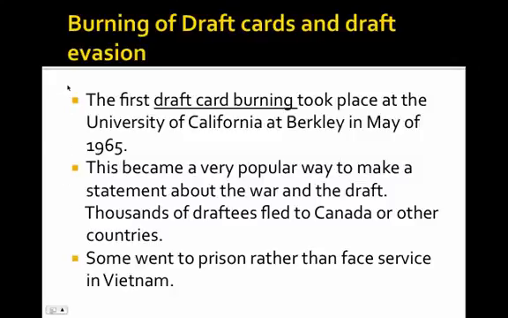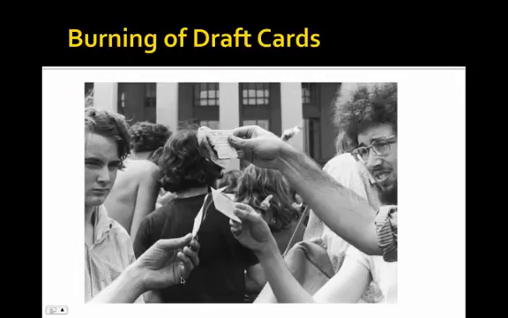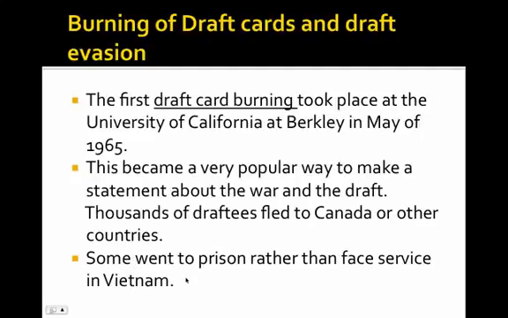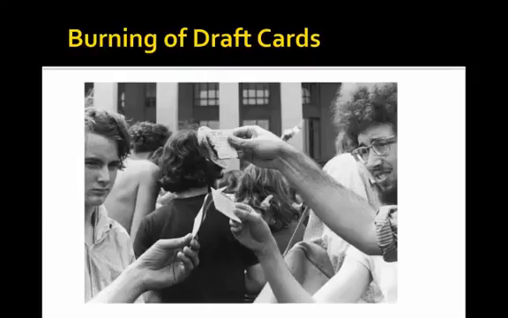Another way that people protested the war was the burning of draft cards and also just trying to get away from the draft. The first draft card burning took place at the University of California at Berkeley in May of 1965. Burning draft cards became a very popular way to make a statement about the war and the draft. Thousands of draftees also fled to Canada or other countries to avoid being drafted. There were, however, some protesters who stayed in the United States and went to prison rather than face service in Vietnam, and that was their own way of making a statement and protesting the draft and the war in general. It's a picture of some people at a protest march burning their draft cards.